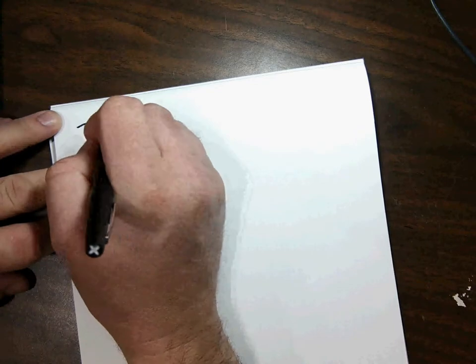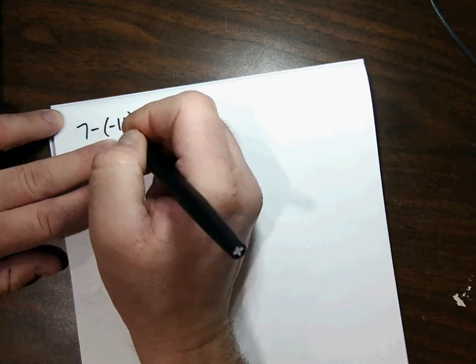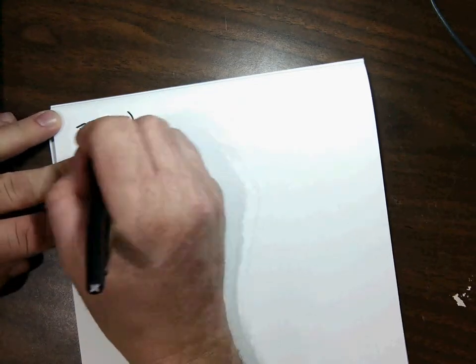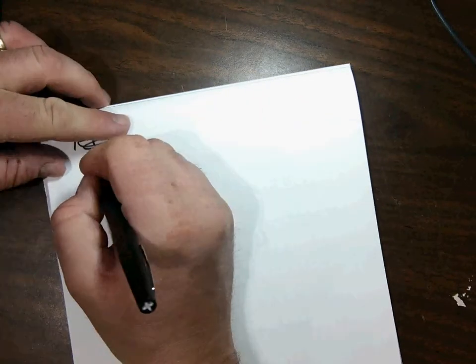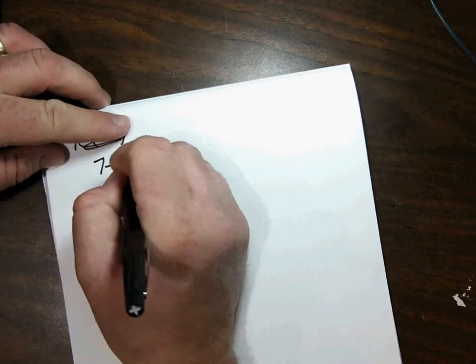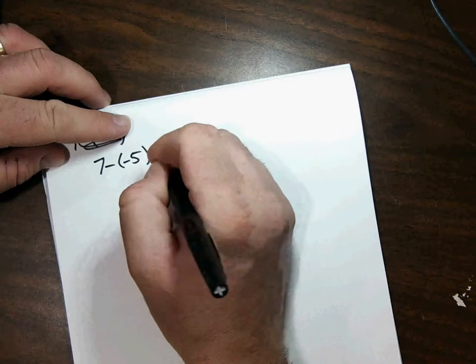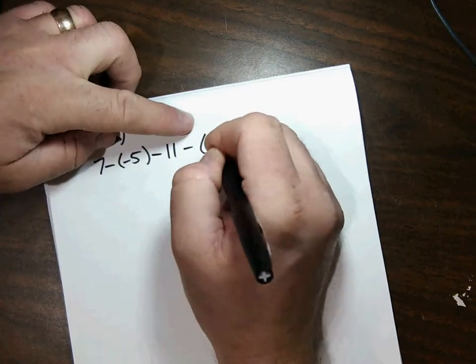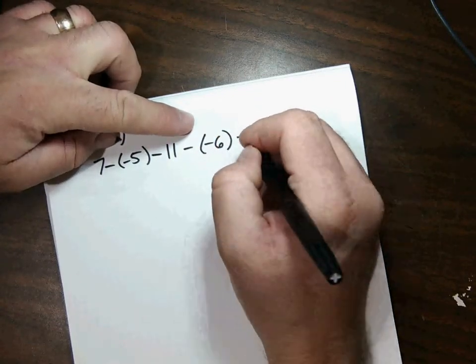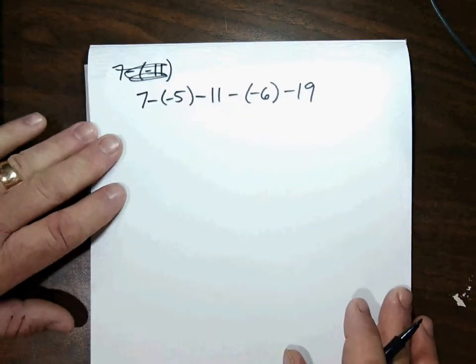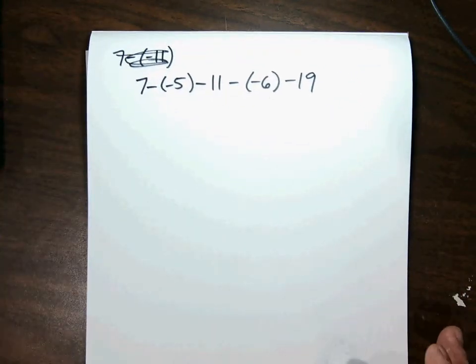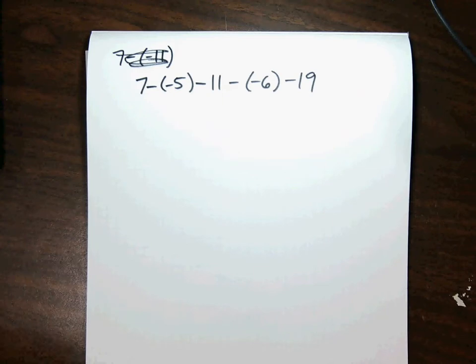Seven minus -11. Excuse me, I'm following an example here. 7 minus -5 minus 11 minus -6 minus 19. Okay, I want to do this two ways. First, I want to do all those changes that I just talked about.